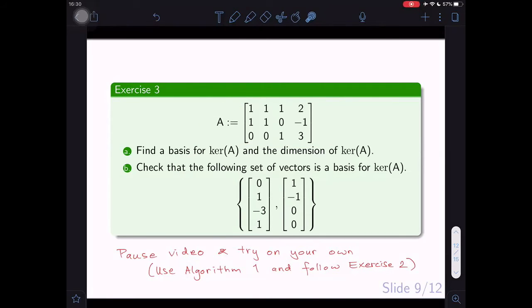If you are watching the video right now, it would be more helpful for your learning if you pause the video now and try on your own. Use algorithm 1 and follow exercise 2 before you watch me do this exercise.